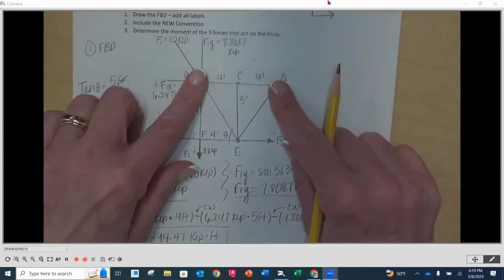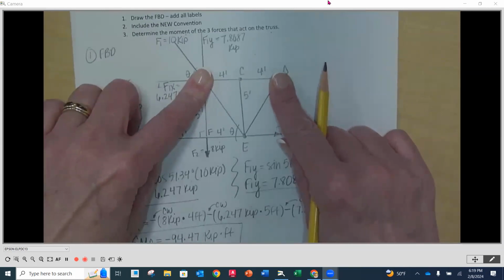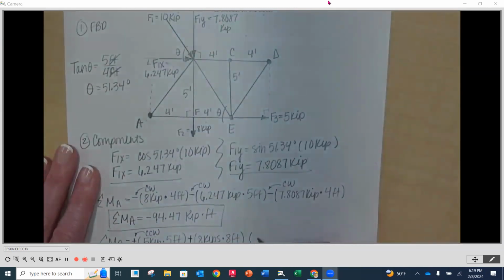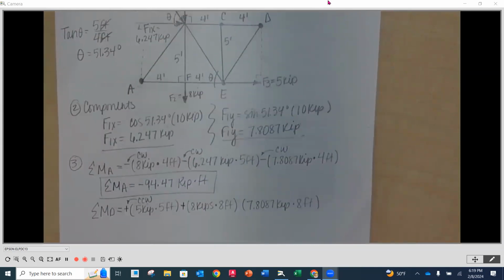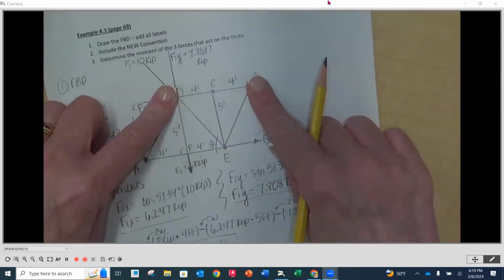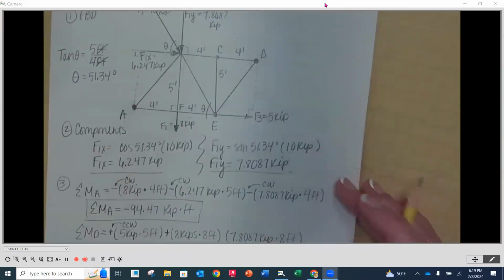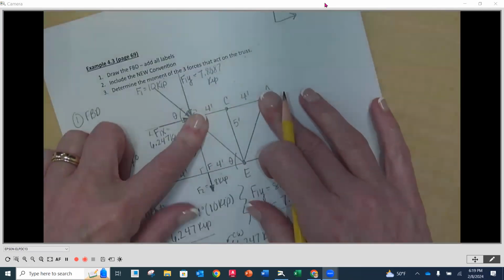Then let's do our Y component. Our Y component causes rotation. Okay. Its offset distance perpendicular is 8 feet. That one's easier to see. So we're going to take 7.8087 kips times 8 feet. What is the sign out front? What is it? Positive again. Yes, it's a counterclockwise rotation.